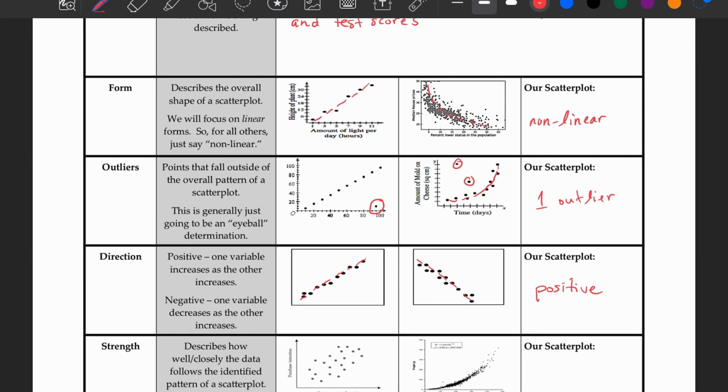Finally, strength. Strength is talking about how close things are to this trend line. Like I said, I like to draw on the trend line to start out with because it helps, first off, with solidifying my form, and then it helps me know and understand whether I have outliers. And then this last part here is about how strong is it? Is it really strong? Is it sort of strong? Is it kind of weak? Is it really weak?